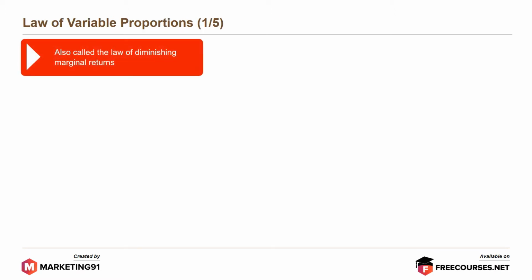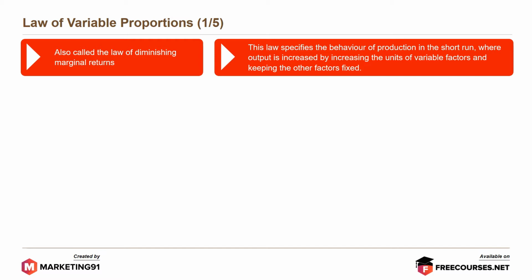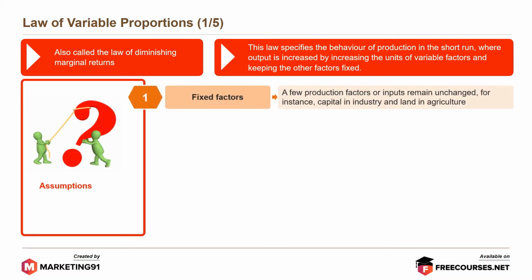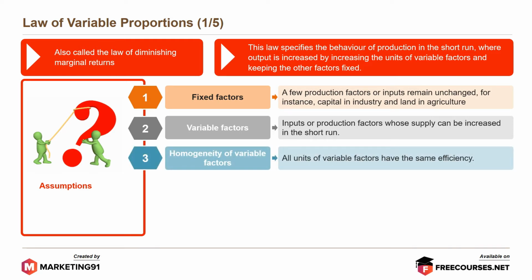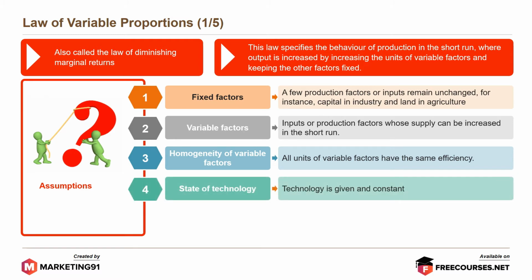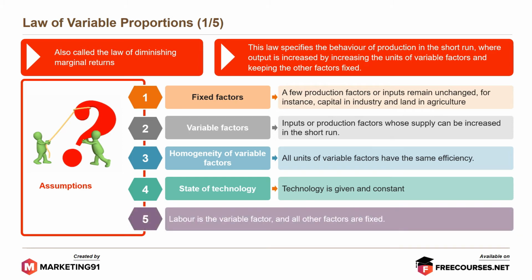Moving on to the law of variable proportion, it is also called the law of diminishing marginal returns. This law specifies the behavior of production in the short run, where output is increased by increasing the units of variable factors and keeping the other factors fixed. The assumptions: number 1, fixed factors. A few production factors or inputs remain unchanged, for instance, capital in industry and land in agriculture. Second, variable factors, that is inputs or production factors whose supply can be increased in the short run. Third assumption, homogeneity of variable factors, that is, all units of variable factors have the same efficiency. Fourth, state of technology, that is, technology is given and constant. And the last assumption, labor is a variable factor and all other factors are fixed.